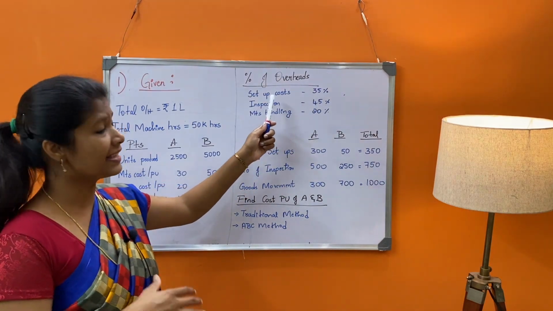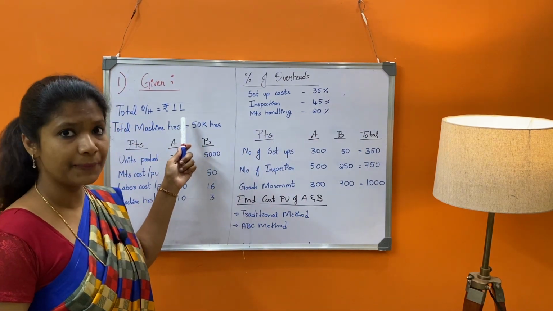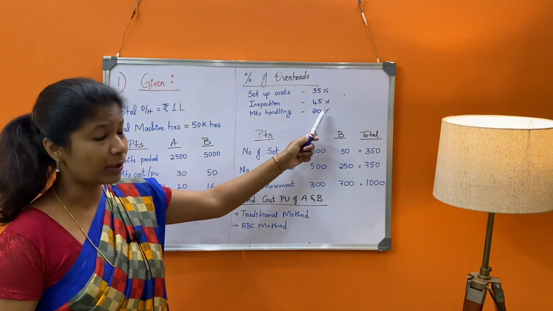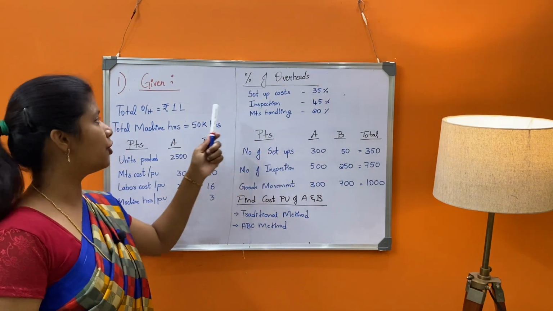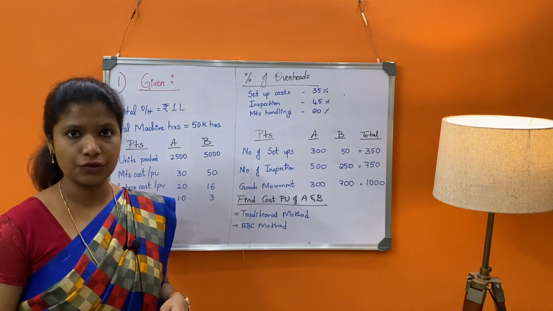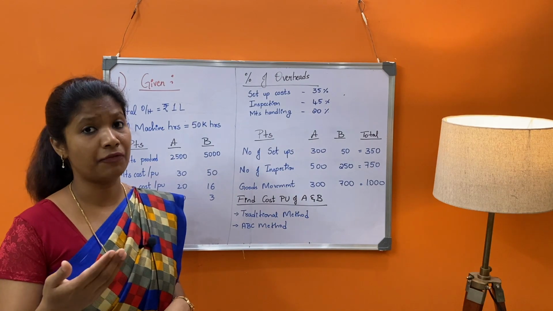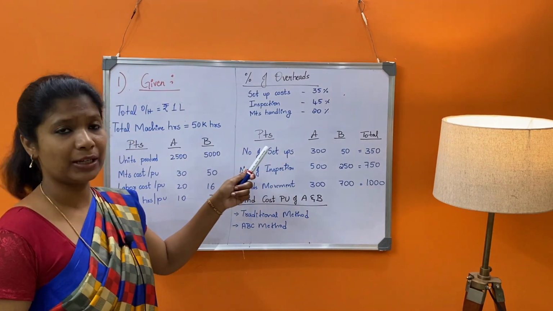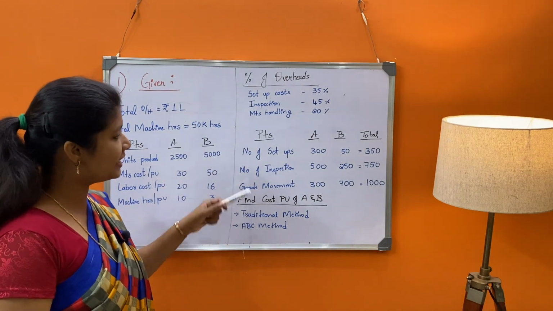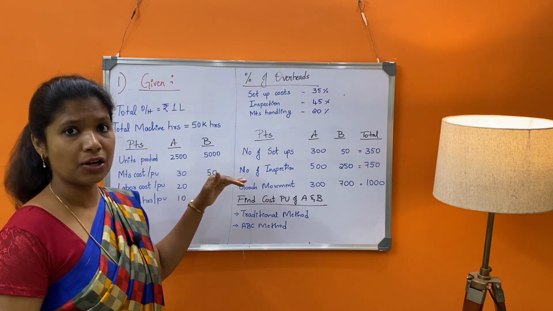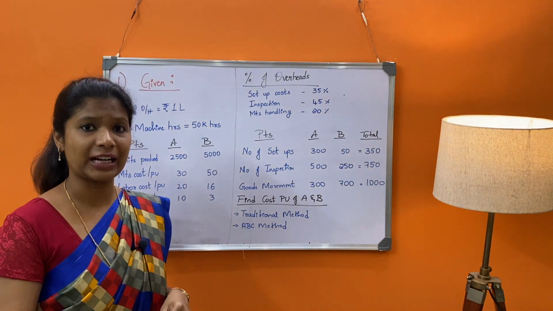So the total setup cost automatically is 35% of rupees 1 lakh. Inspection is 45% of rupees 1 lakh, and materials handling is 20% of rupees 1 lakh. It's understood, right? The total cost is given, the breakup of percentage is given. If you have to find out the cost of an individual activity, you can just multiply it into the main cost. Next details are how many times, these are called the cost drivers, the number of times a particular activity is repeated.